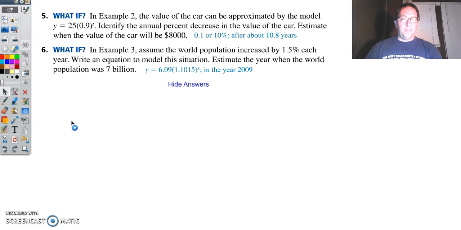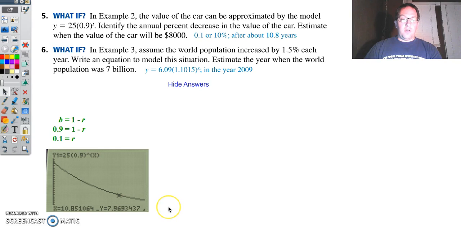First, the car. We're just interested in that B. This is our B. That's where we're going to get the rate of increase or decrease. So we plug that in. 0.9 equals 1 minus R. So R equals 0.1. But we have to write it as a percentage. So 10%. And we want to figure out when it's going to be $8,000, which is going to be approximately right there using the trace function on the calculator. So that's what we're looking for, 10.85 years.